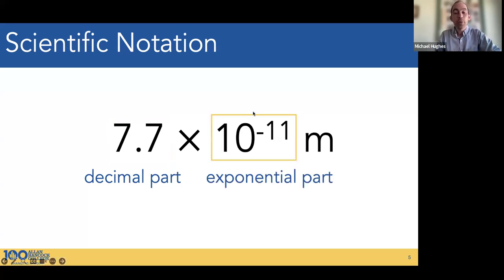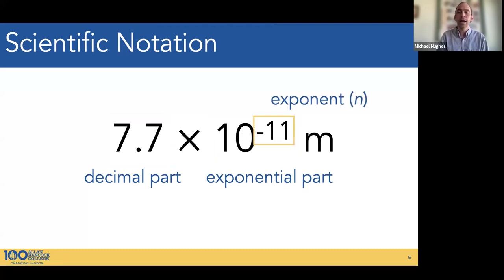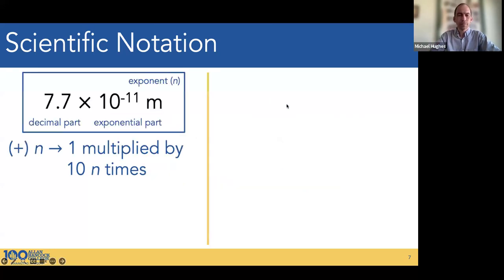The exponential part, which is a multiplication times 10 of that decimal part to some value. And that value can be positive or negative, if our original number is more or less than 1, and that will multiply in orders of 10.